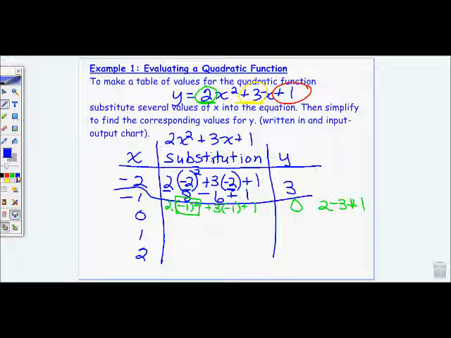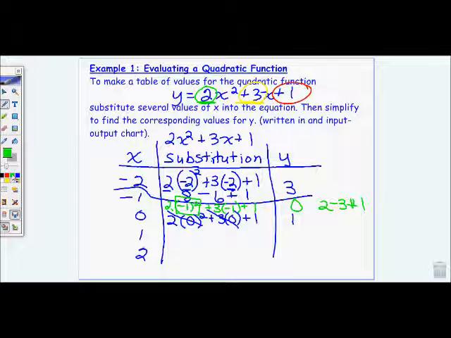All right, substituting the next one in. 2 times 0 squared plus 3 times 0 plus 1. This is nice. We won't have to do too much figuring. Anything times 0 is going to cancel out. So this answer would just be 1. Okay, and we will continue.